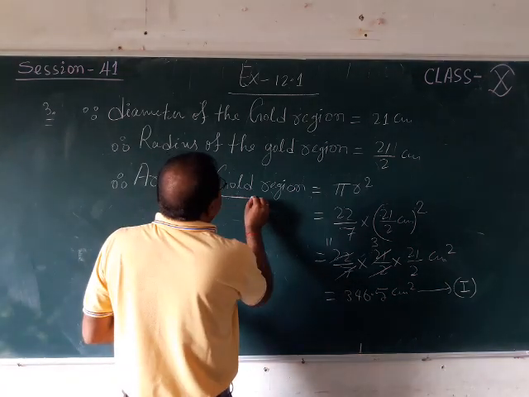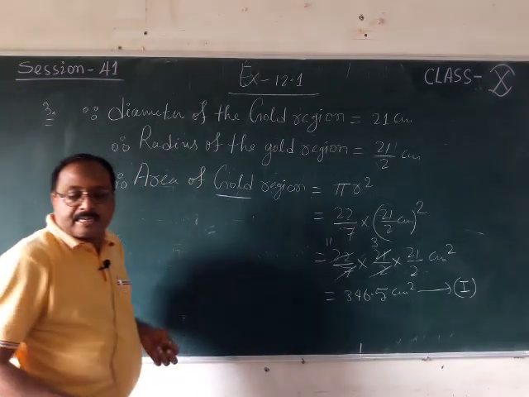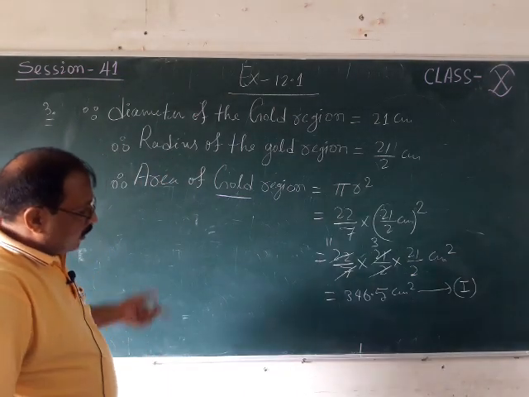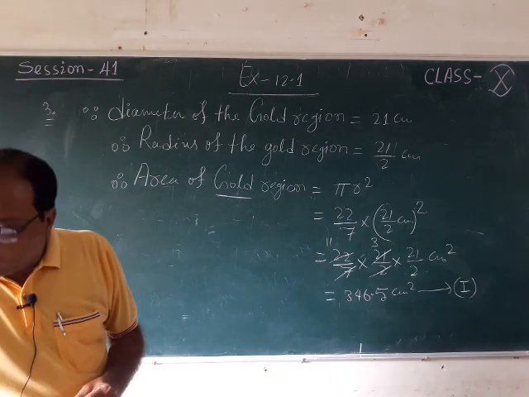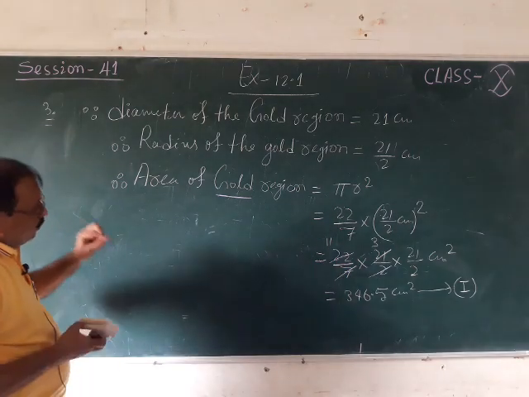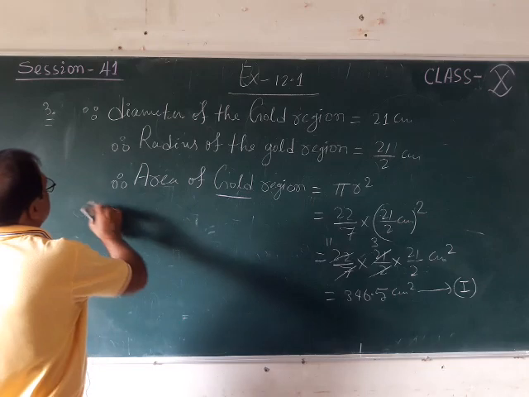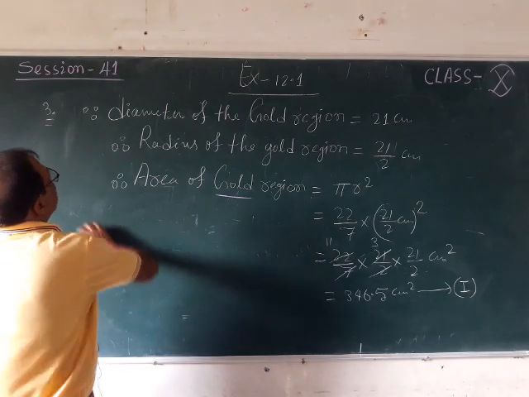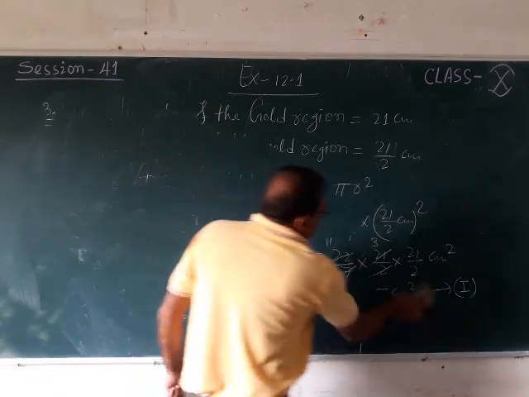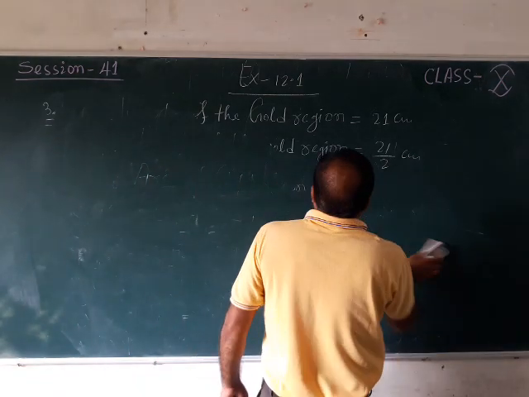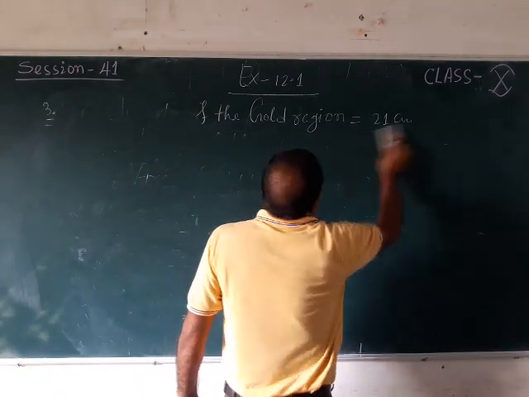After the gold region, from inside you can see that another region is the red region. Now you will find the area of the red region. For that I am going to discuss a few things now, so copy it down first. Till here if you have copied, then I am going to talk about the next 4 regions.